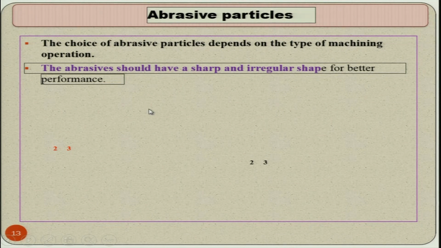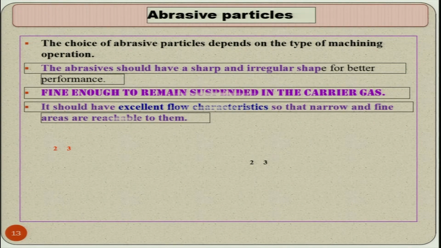The abrasive particles should have a sharp and irregular shape for better performance, because that is going to affect the performance. Normally it is desirable that abrasive particles are irregular in shape and sharp, fine enough to remain suspended in the carrier gas, as we have seen that the mixture of the carrier gas and the abrasive particles from the chamber is going to the nozzle.